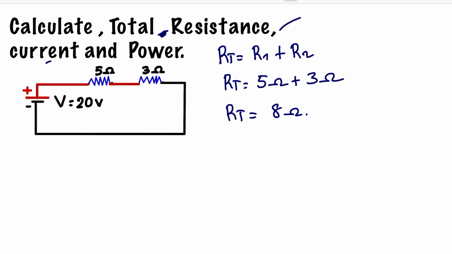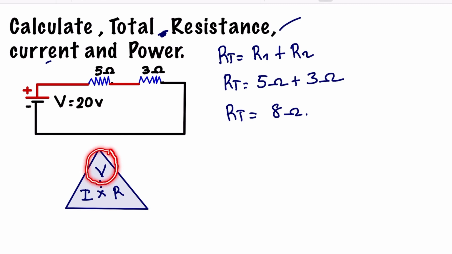Next, the current. For current, we can use Ohm's law. We are going to have the voltage on top, the current here, and the resistance, which you can put as times or divided by. So what does it mean? It means if I'm asked to calculate the voltage, I'll be left with current times resistance. If I'm asked to calculate the current, it is voltage divided by resistance. So current is voltage divided by resistance, and resistance is voltage divided by current.